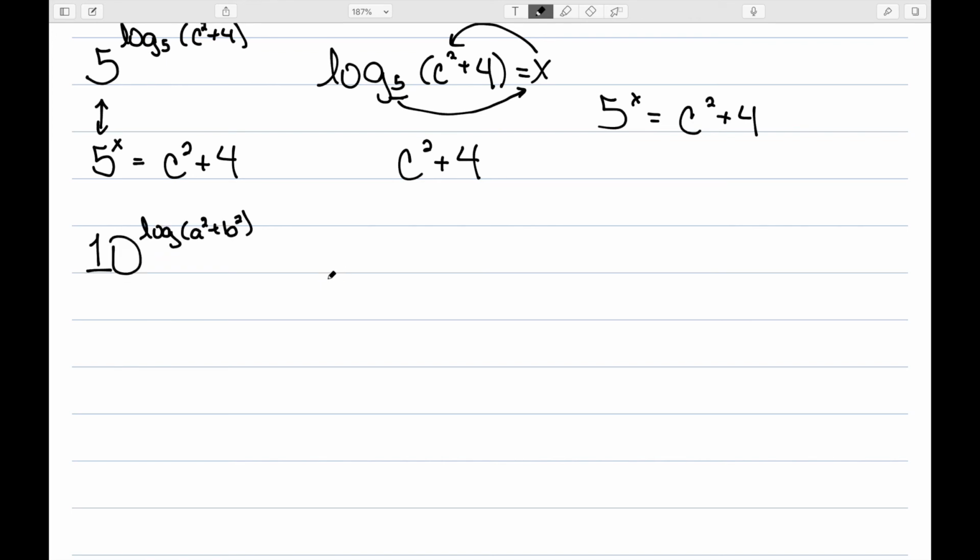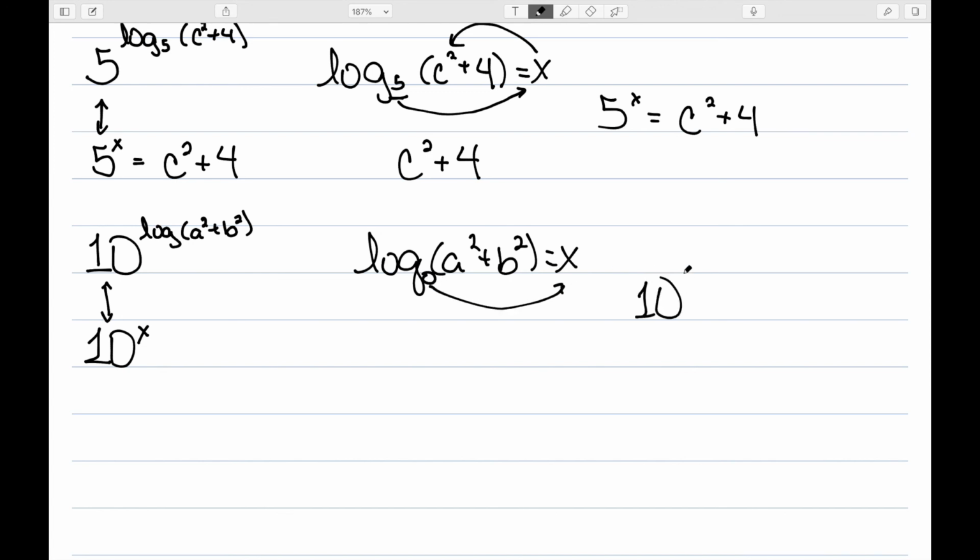This time I have 10 to the log of a squared plus b squared. Once again, I'm going to start by just letting that exponent be equal to x. So I can rewrite this as 10 to the x. Converting this, I don't have a base, so that tells me it's 10 to the x power is equal to a squared plus b squared. So this is equal to a squared plus b squared, which is what I needed, and I have my solution.